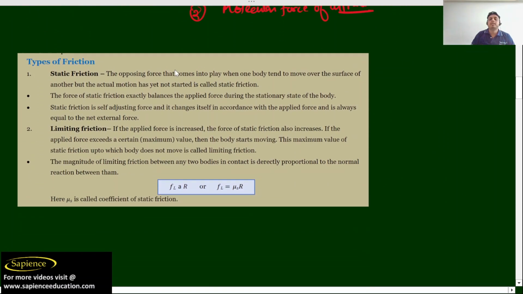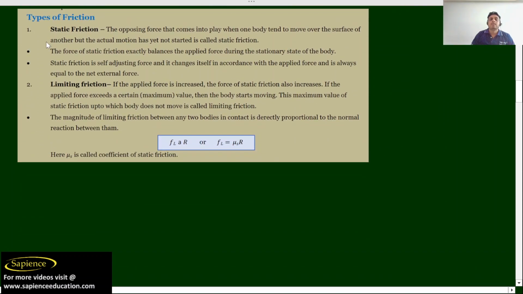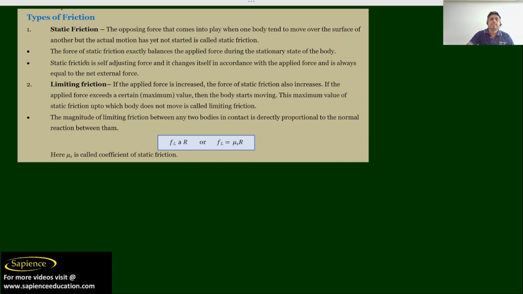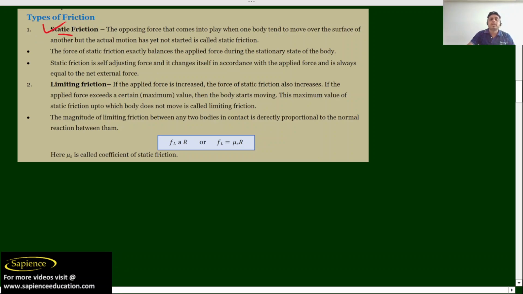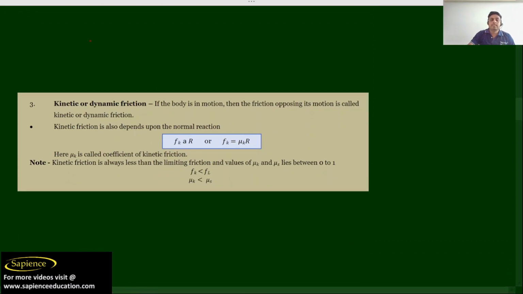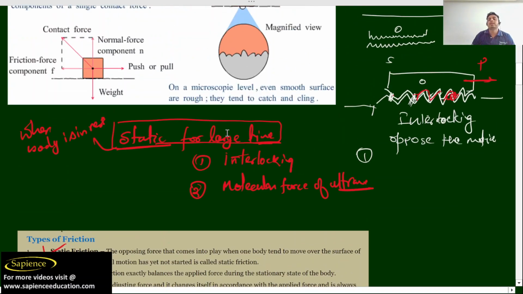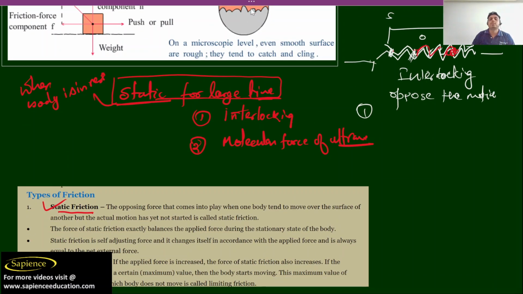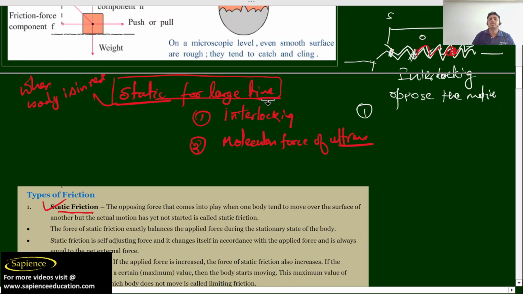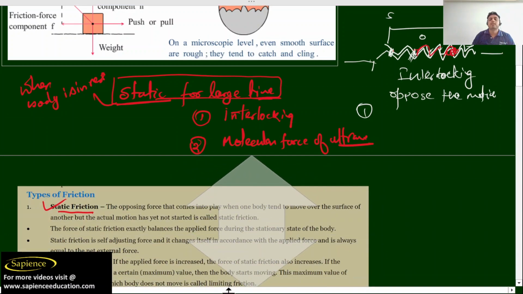Now I will teach you about types of friction. So how many types of friction are there? The first one is static friction, the second is limiting friction, and the third one is kinetic or dynamic friction. Now, all three frictions can be seen in a single diagram. If I show you in a single diagram, then you will be able to understand what they are.